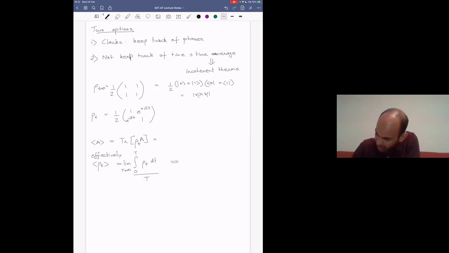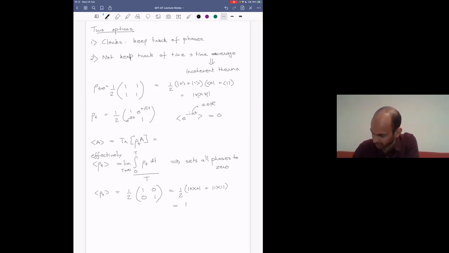And what this does is it sets all phases to 0, simply because the time average of e to the minus i anything times t, where this is a real number, is zero. My rho average over t is now given by half of the matrix 1, 0, 0, 1, which is in fact just a mixture of the states 0 and 1. And in this case, it's also the identity operator divided by 2.